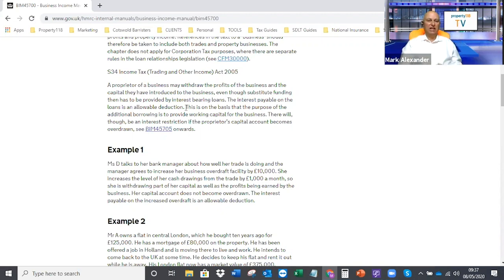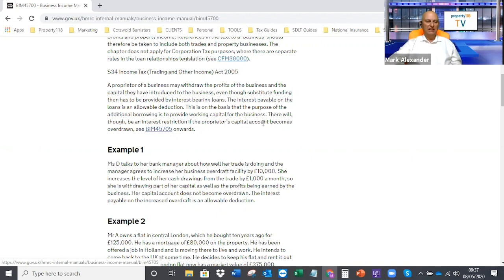Now, obviously, with that, you've got to also consider the restrictions on finance cost relief that apply to individual and private rental property owners from now on. It says, this is on the basis that the purpose of the additional borrowing is to provide working capital for the business. There will, though, be an interest restriction if the proprietor's capital account balance becomes overdrawn. So what does all that mean?